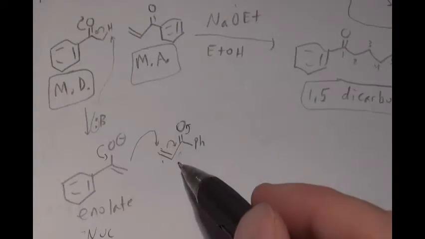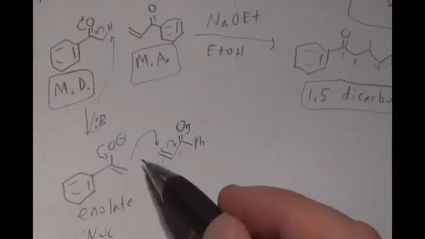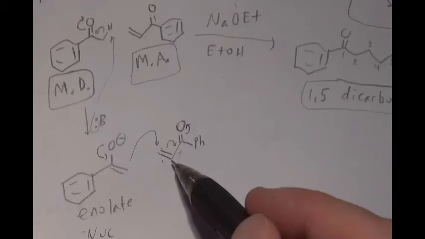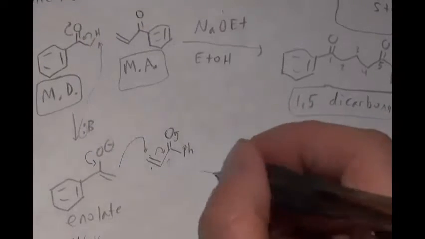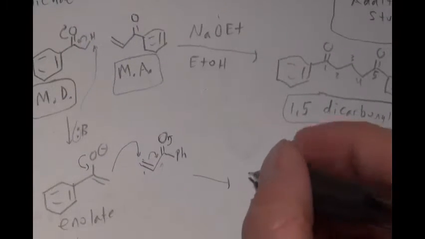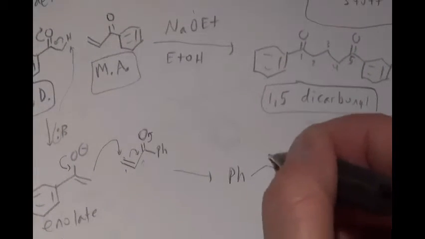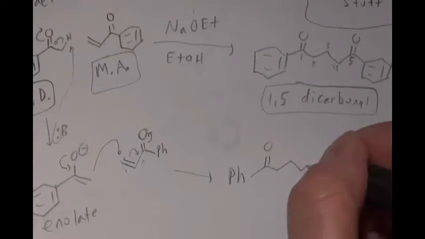The enolate attacks the Michael acceptor at the beta position, and that shifts the electrons to make an enolate. And what does that give us now? I'll abbreviate the structure: Ph, ketone, Ph. Look at that. Okay, now maybe from ethanol, the enolate just grabs a proton.